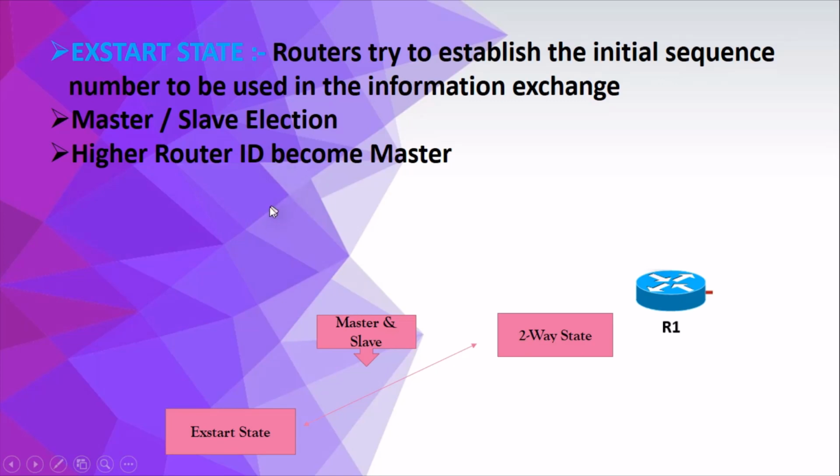I will tell you why we again have an election for master and slave. We have two-way communication established here, right? Next we want to exchange information from router 1 to router 2. Which router sends the information first will be decided by the master and slave election. Generally the master will send the information first, then the slave will send. The router with the highest router ID will be assumed as the master.